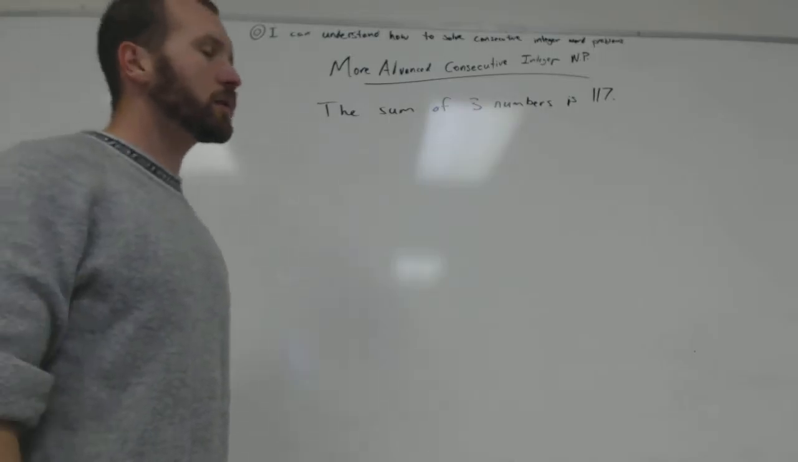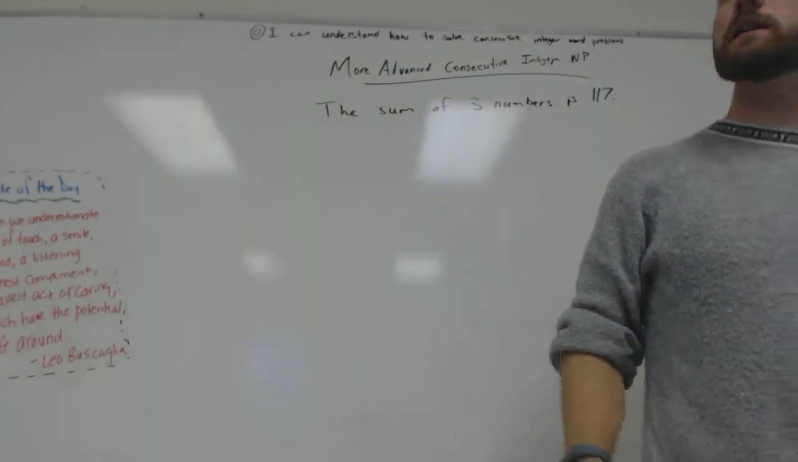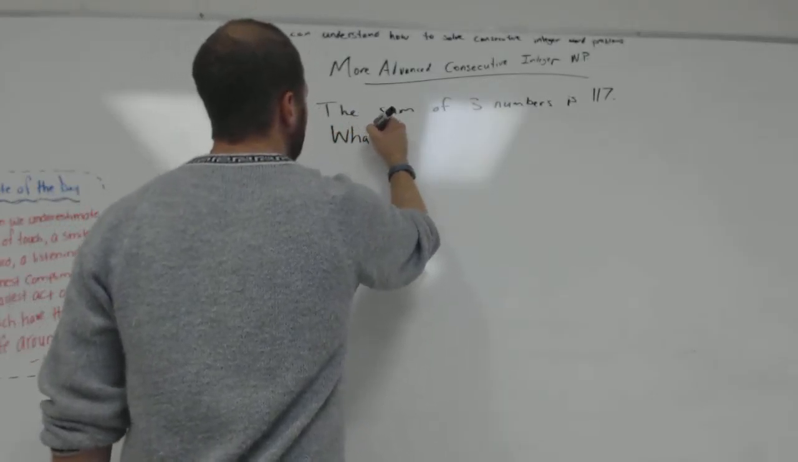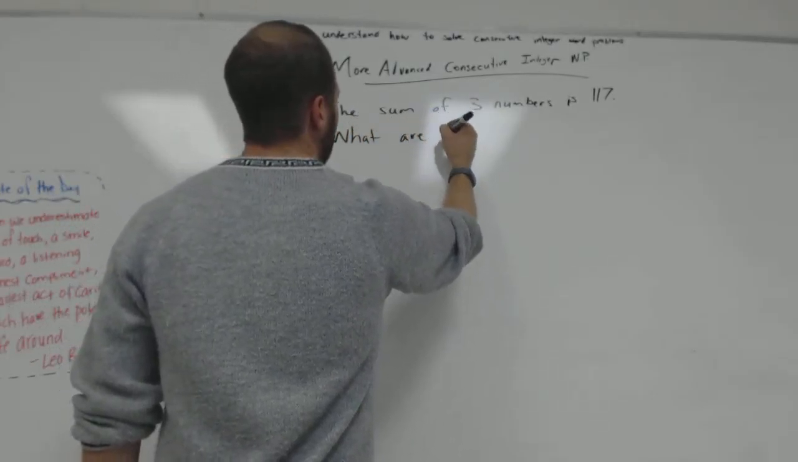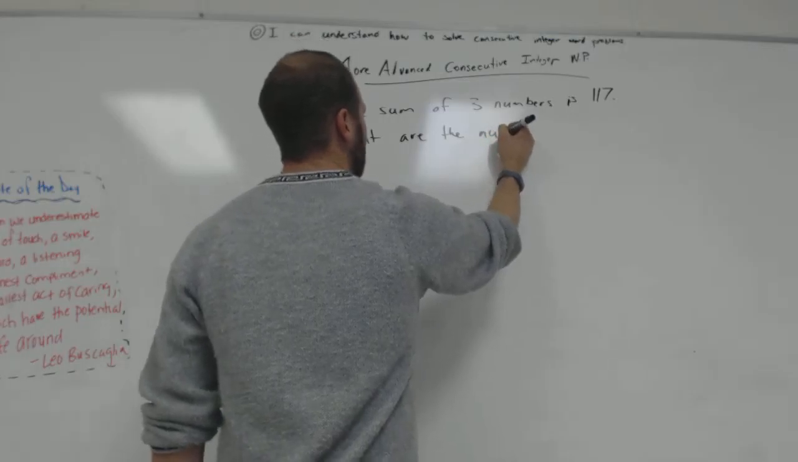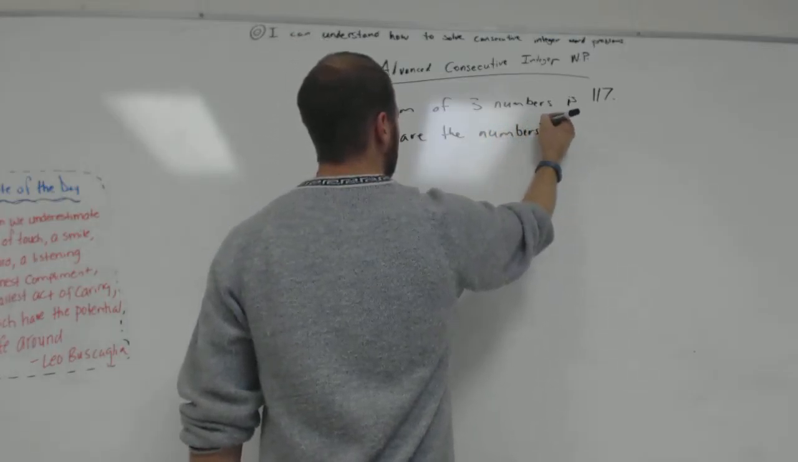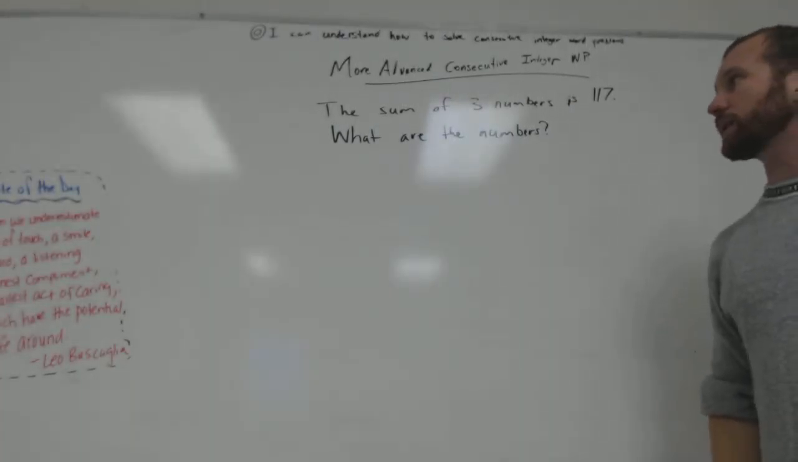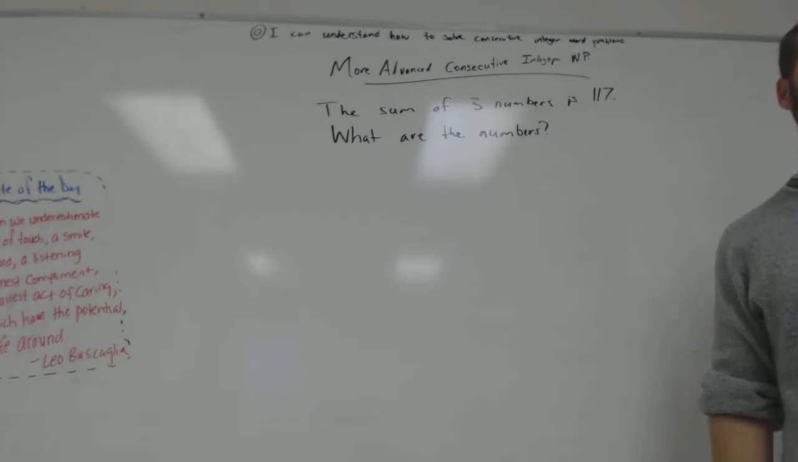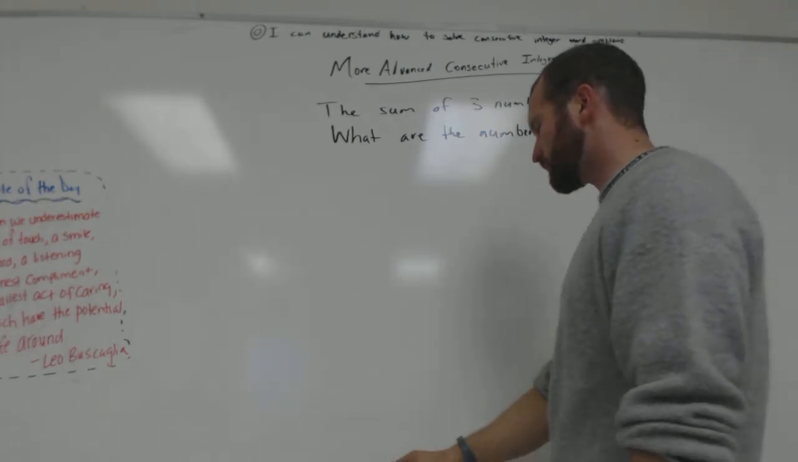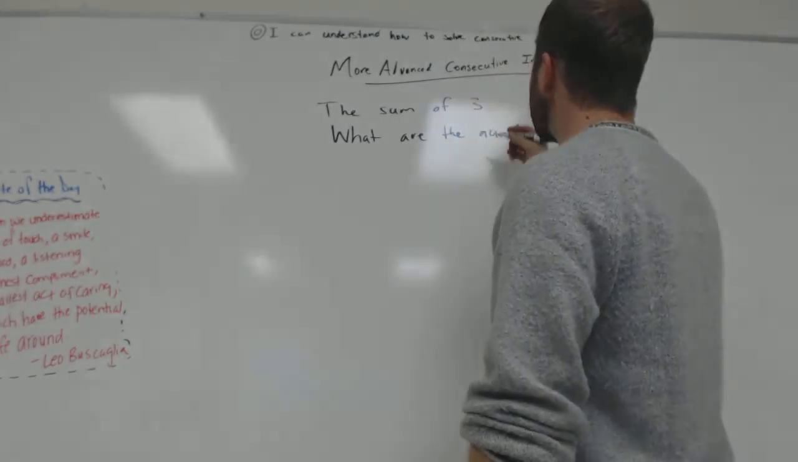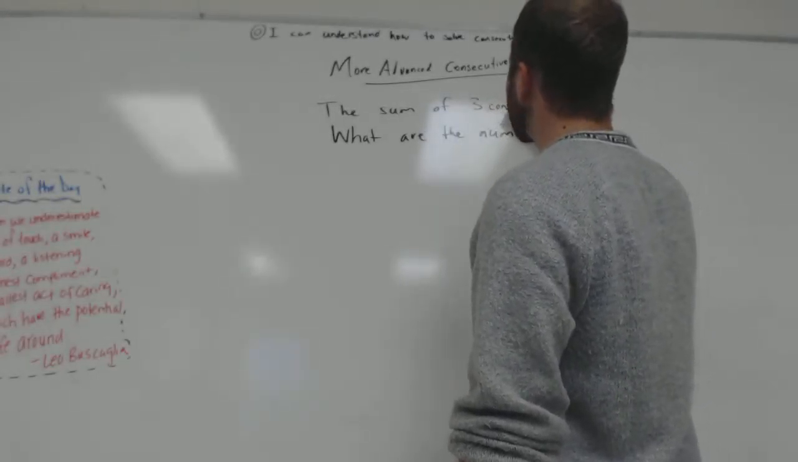The sum of three numbers is 117. And then the question is usually, what are the numbers? So if the sum of three numbers is 117, I'm sorry. Instead of numbers, what I really meant to write was the sum of three consecutive integers.